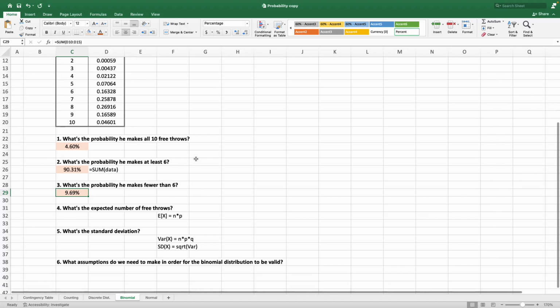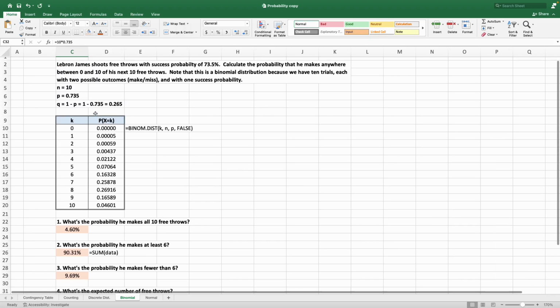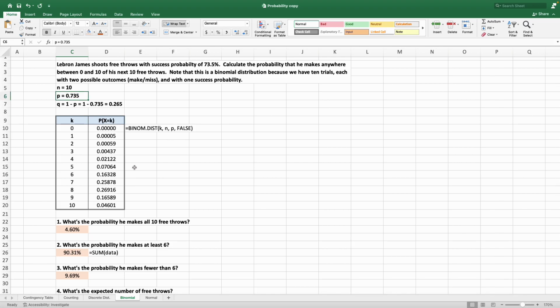What's the expected number of free throws? Let's recall that in a binomial distribution, the expected value is just the number of trials times the probability of success. So I'm going to write expected value of x. This is just going to be equal to n, so 10, times the probability of success, so times 0.735. So the expected number of free throws he makes is 7.35. Again, p came from up here, 0.735.